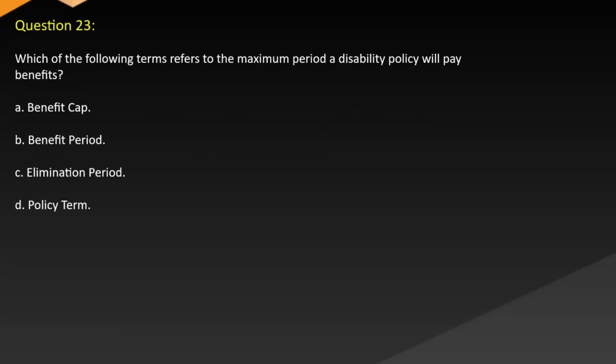Question 23. Which of the following terms refers to the maximum period a disability policy will pay benefits? A. Benefit cap. B. Benefit period. C. Elimination period. D. Policy term.